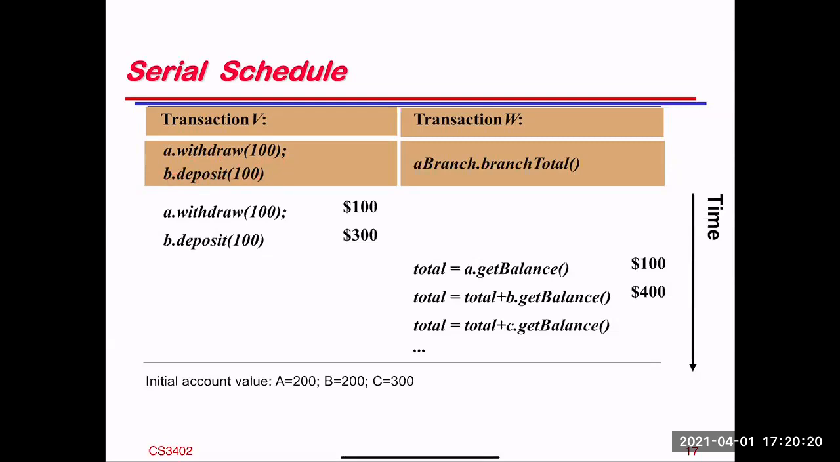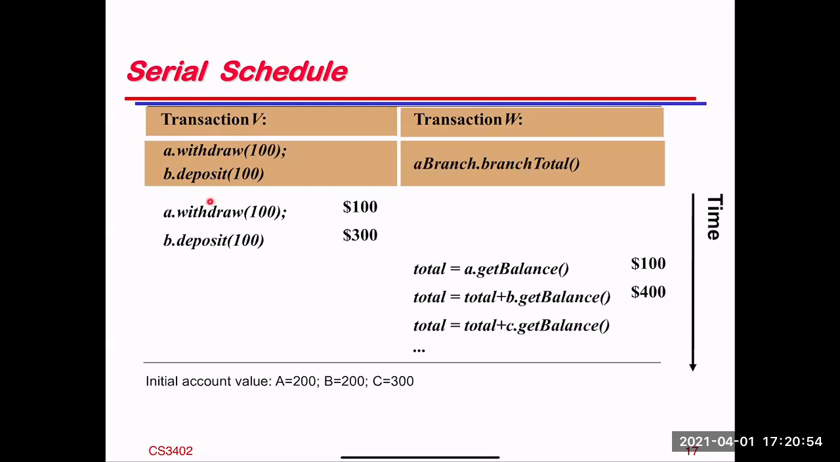That's it. Now transaction W will execute this branch total function for some branch. This will just compute the total balance for all the accounts associated with one specific branch. So there's a question: do we need to construct a serial schedule or a concurrent schedule? We'll come to that later on. We'll talk much more about schedules in a second.